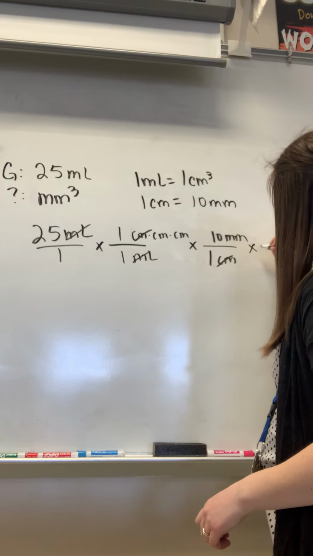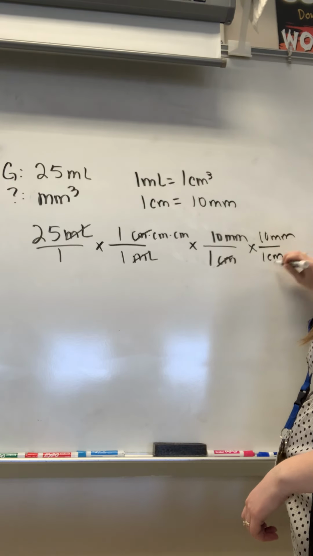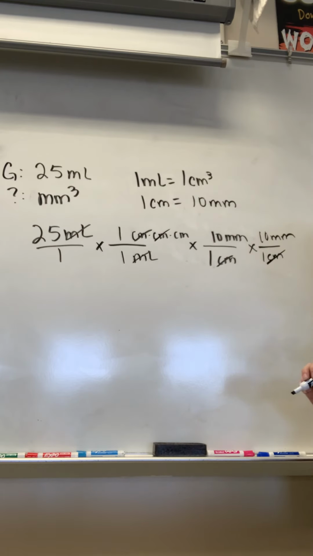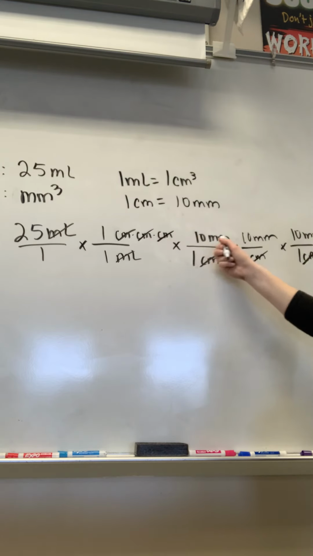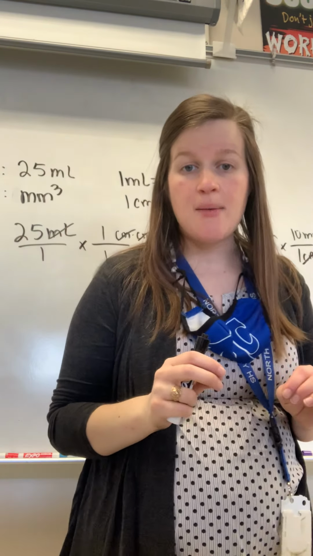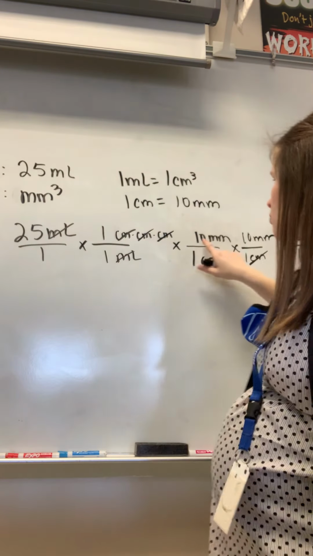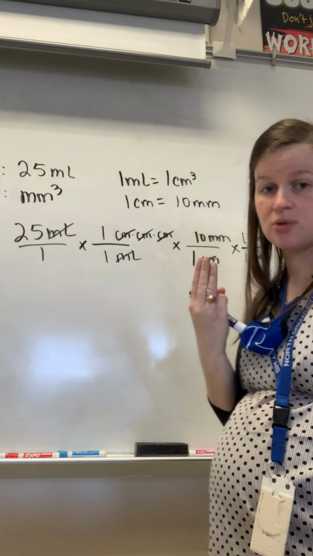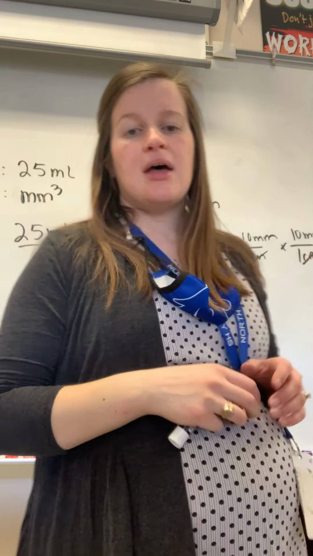So then I would do it again, and I'd have 1 centimeter and then 10 millimeters. So centimeters cancel centimeters. I would do it one more time for you. And so that way centimeters cancel centimeters, and now we have millimeters cubed on top. We know we did it right, and we can stop when we have the right units that are not crossed out. I wanted millimeters cubed, so I have 1, 2, 3, which would be millimeters cubed because it's times 3 times. And all my other units are crossed out.